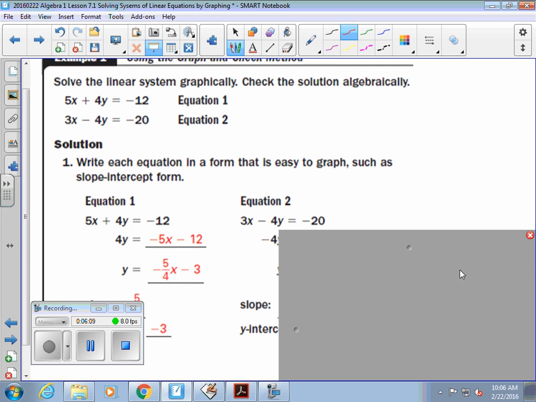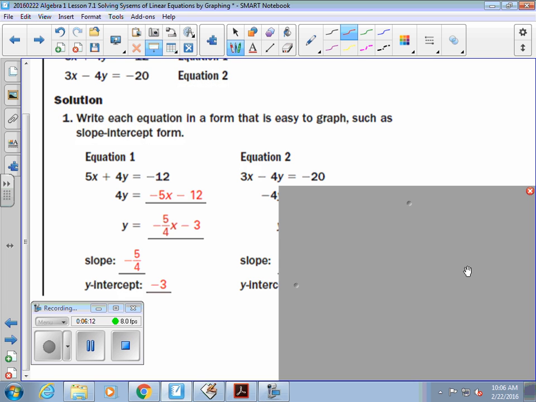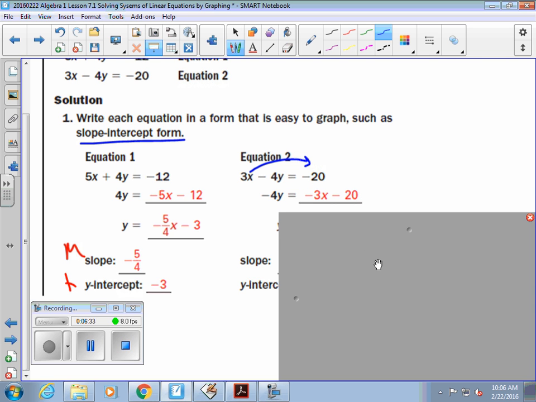The second equation, we want to move it again into something that is easy to graph. So again, for most of us, that's slope-intercept form. So we move over 3x from one side to the other side. It's positive, so you undo it by subtracting 3x, and when it goes to the other side, it becomes negative 3x. So negative 4y is still on the left. You now have negative 3x on the right, and negative 20 is already on the right. Then get y by itself by dividing everything by negative 4.